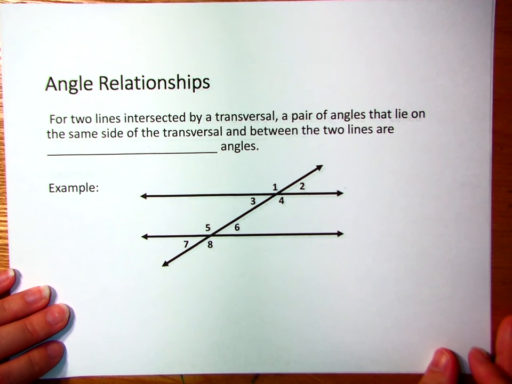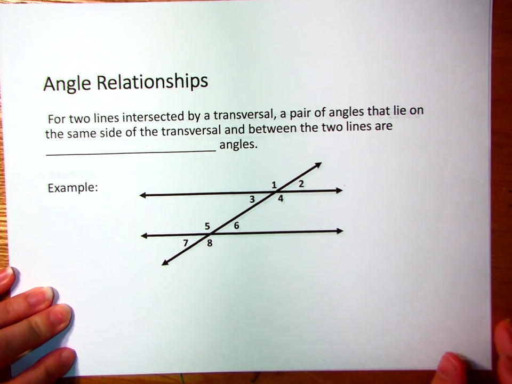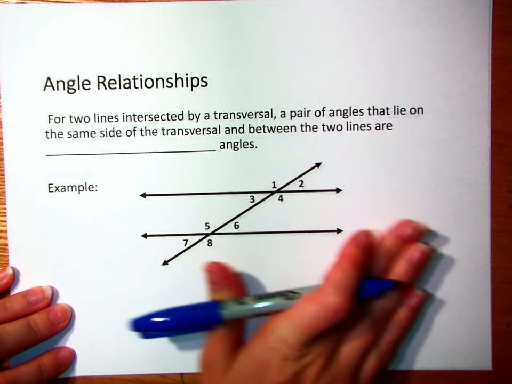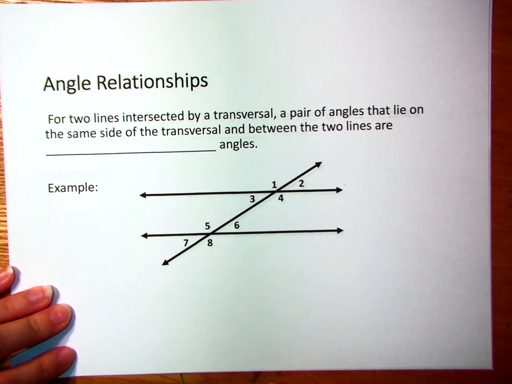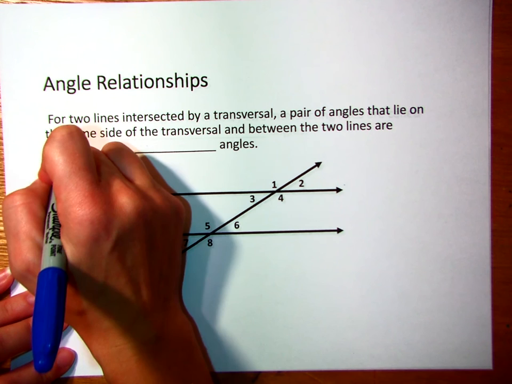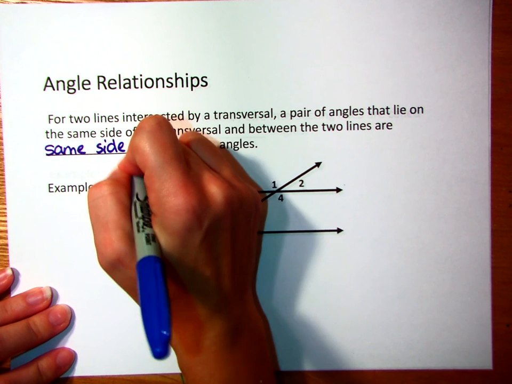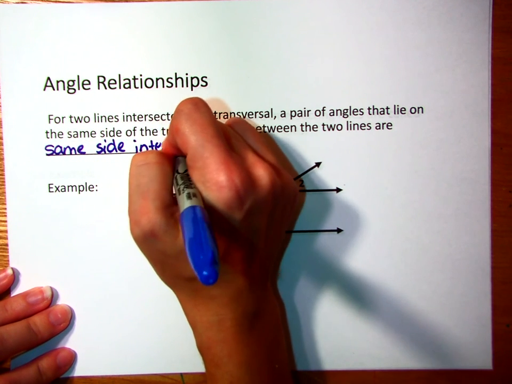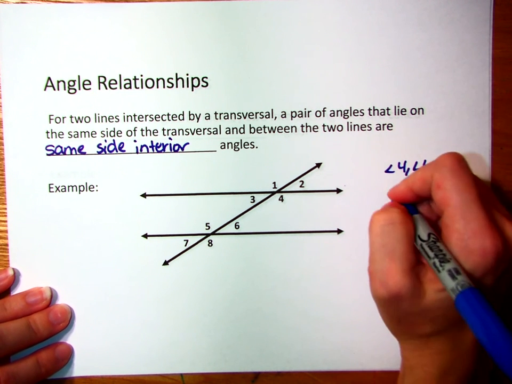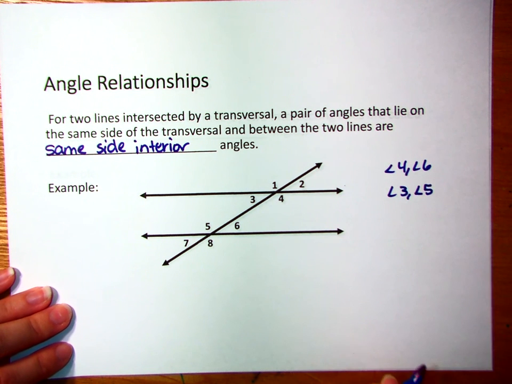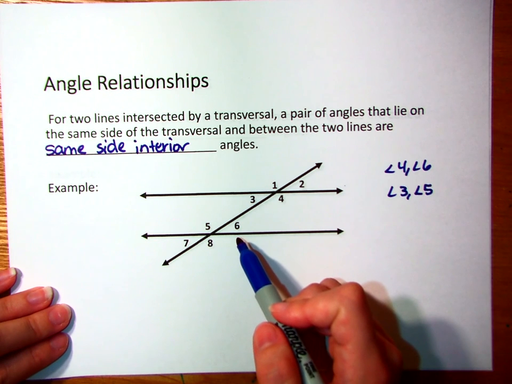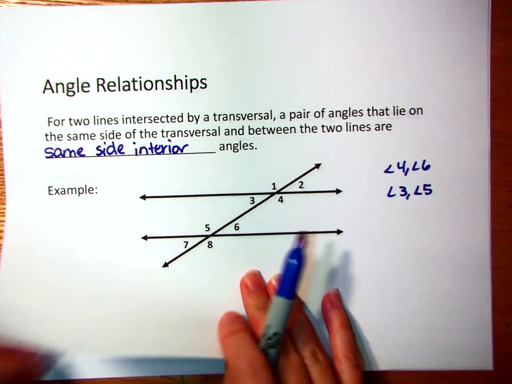Okay, so angle relationships. For two lines intersected by a transversal, two lines cut by a transversal, we have a pair of angles that lie on the same side of the transversal, so they're both on this side or they're both on this side, and they lie between the two lines, which means they're on the inside here. We would call that same side, and since they're inside, we would say interior. So for example, angle 4 and angle 6 are same side interior, and angle 3 and angle 5 are same side interior angles. It's important to say that if these were parallel lines, these same side angles would not be congruent, rather they would be supplementary, meaning they add up to be 180.